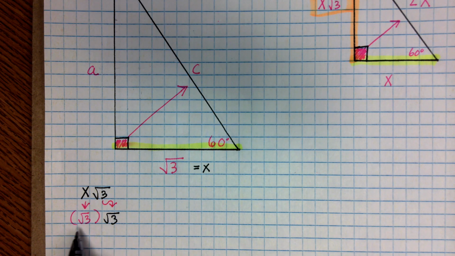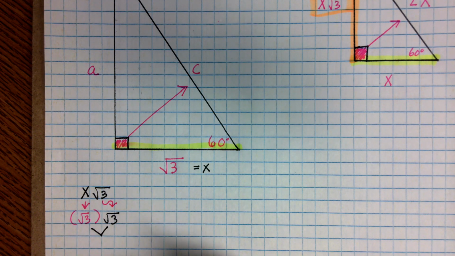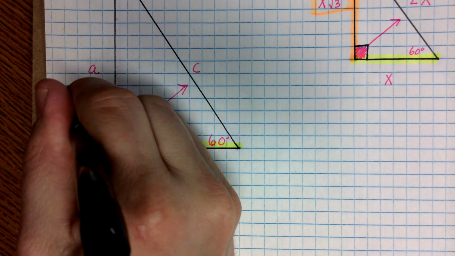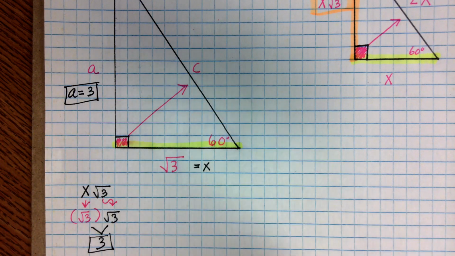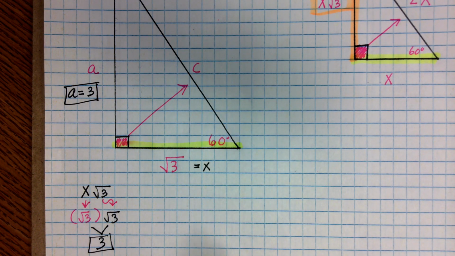And I'm going to go ahead and multiply this out now. And remember, there's a rule that says any radical multiplied by itself is the radicand. So square root of 3 times square root of 3 is just equal to 3. So this one was really simple to get A. So our A value is equal to 3. All we have left to find is the hypotenuse now, this C value.